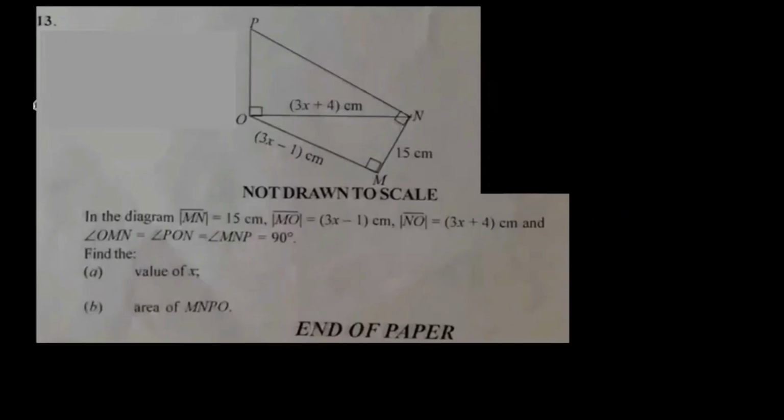Question 13. Here they have given this figure and its measurements are listed here, and they're asking us to find x. We can see that this is a right angle triangle. Can you see? A triangle OMN, let's write OMN is a right angle triangle. So since this is right angle triangle, we can use Pythagorean theorem in it.